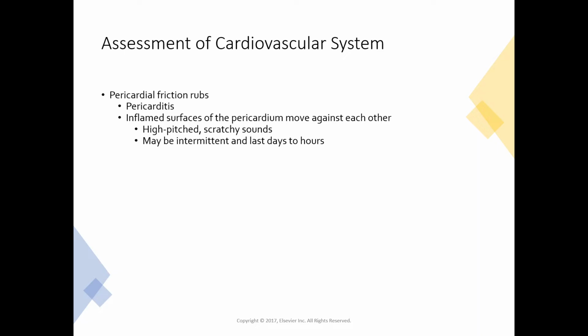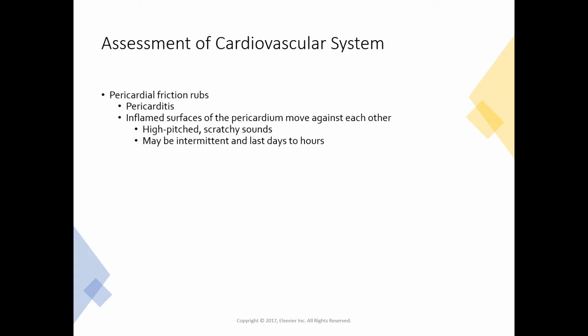Pericardial friction rubs are basically the friction of the inflamed pericardium. So it's pericarditis that we need to be thinking about. The surfaces really move up against each other. Again, this is going to be high pitched, kind of a scratchy sound that could come and go, sort of intermittent, and it could last hours up to days, right? Now, why do we want to listen to the PMI or the apex? Because friction rubs are best heard at the apex of the heart, right?